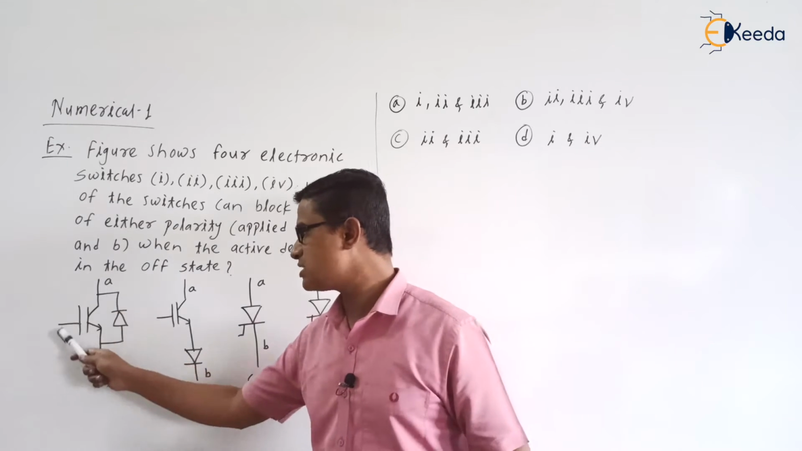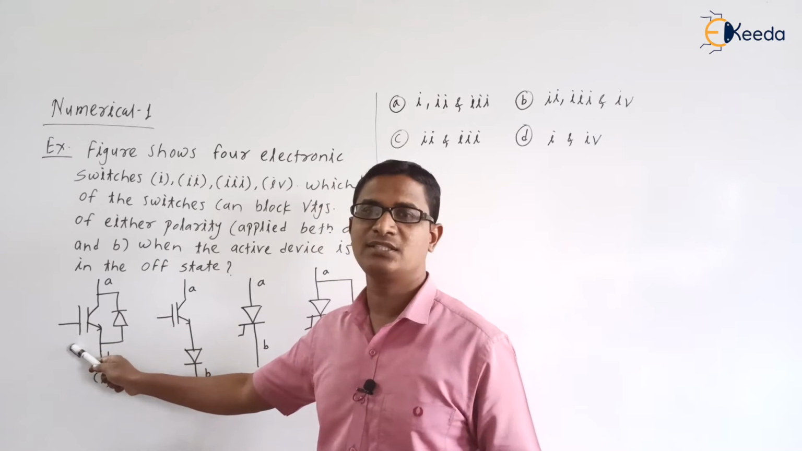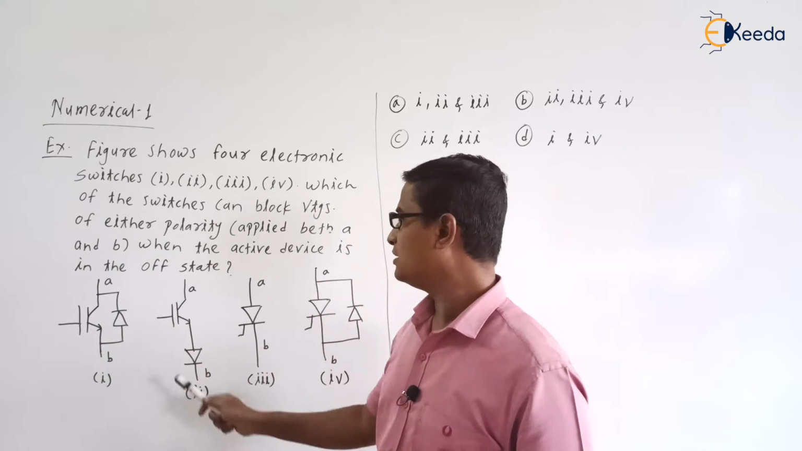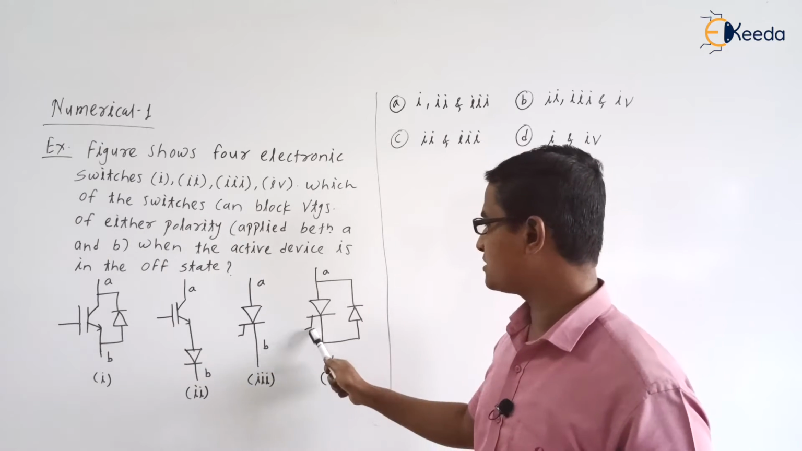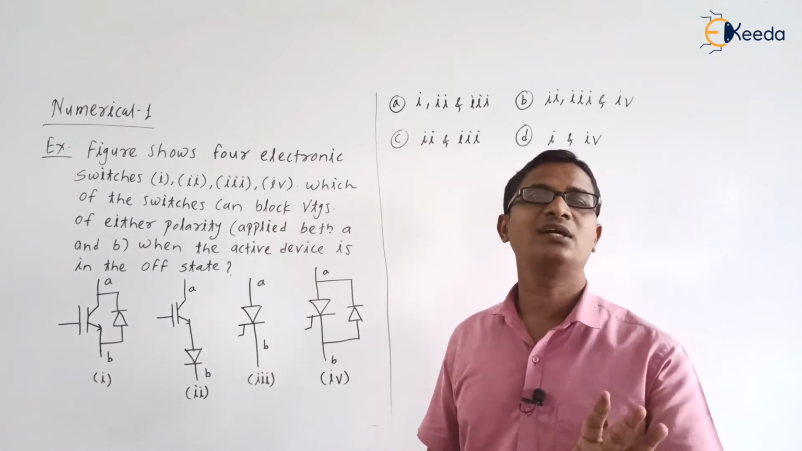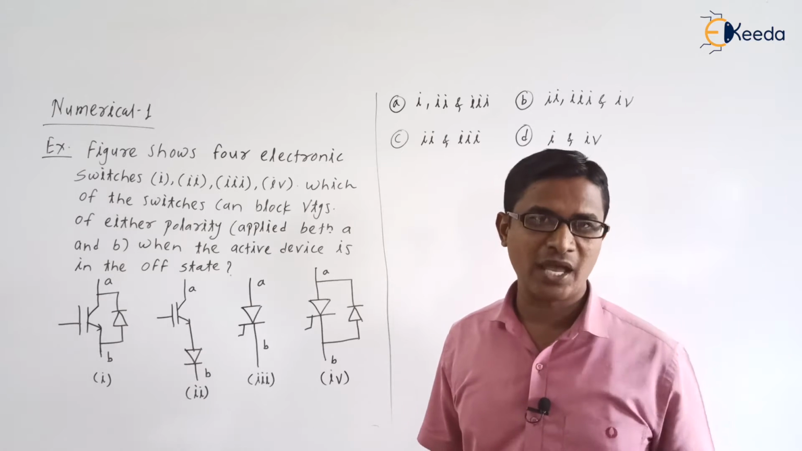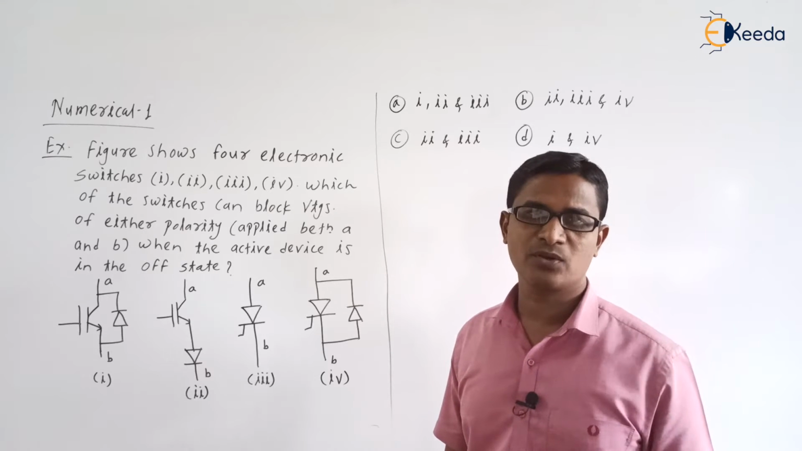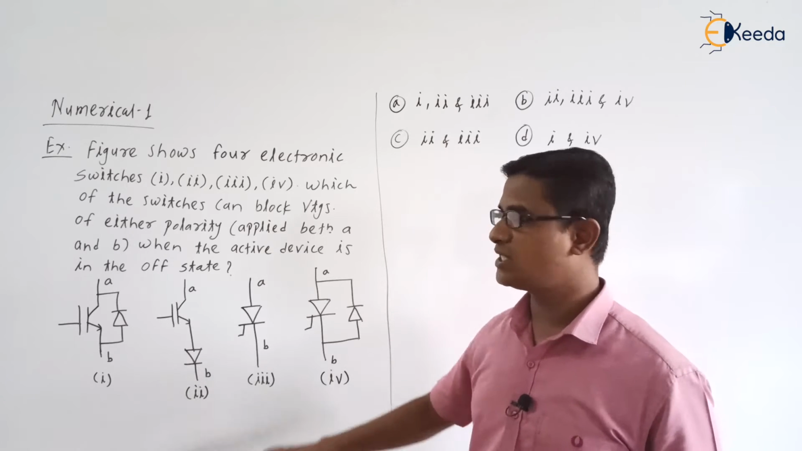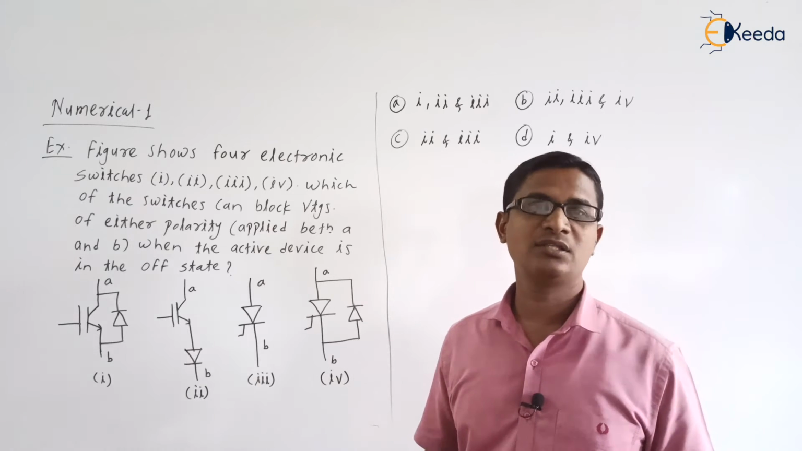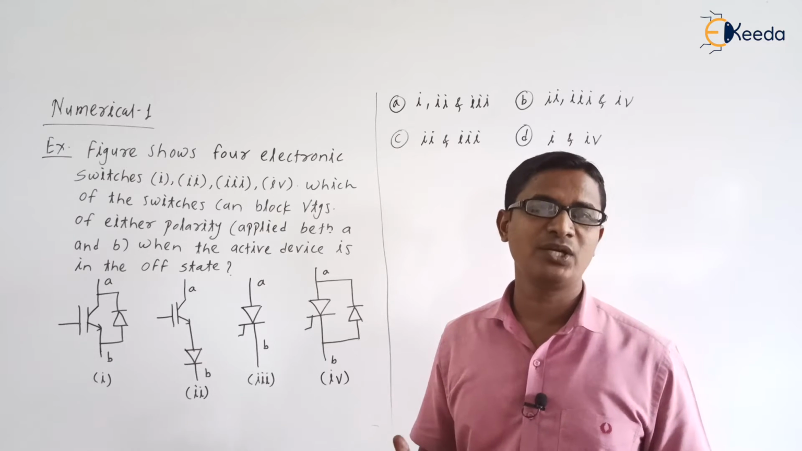Here in this combination we are having IGBT. This is the active device, right? Here IGBT is the active device. Yes, thyristor is the active device. Thyristor is the active device. So diode is a passive device. Diode is not the active device. Are you getting the point? So when the active device is in the off state, which of these switches can block the forward as well as reverse voltage? That we need to find.